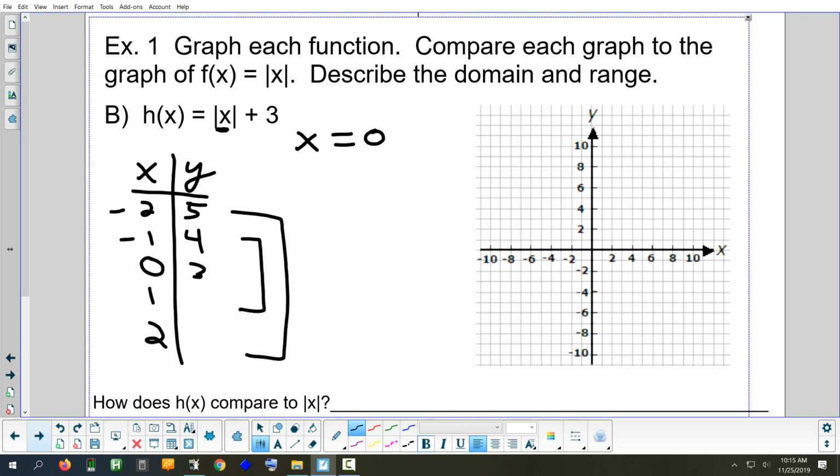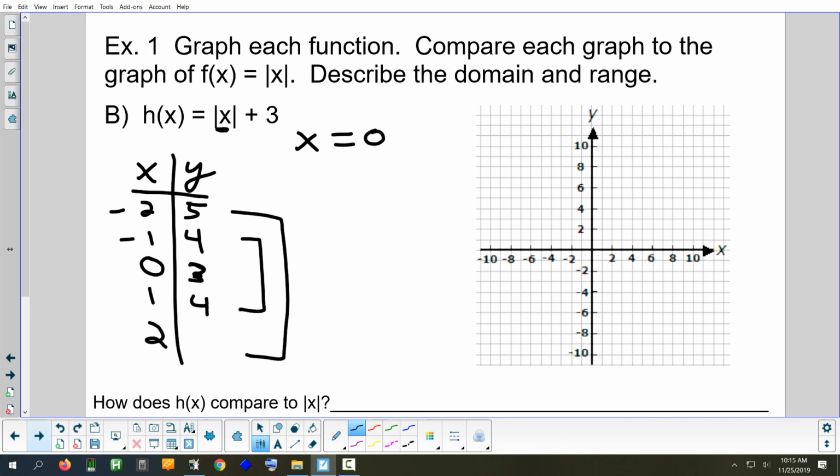Now we should see the same numbers again. Blake, what's the absolute value of 1? 1. Plus 3? 4. And who can tell me what the last number is going to be without even doing it? It's going to be 5. Okay. Now graph those points and let's see where our V shape is.